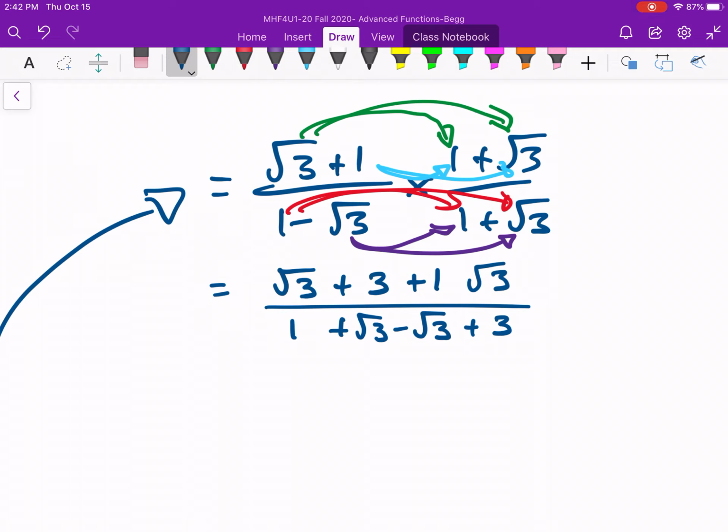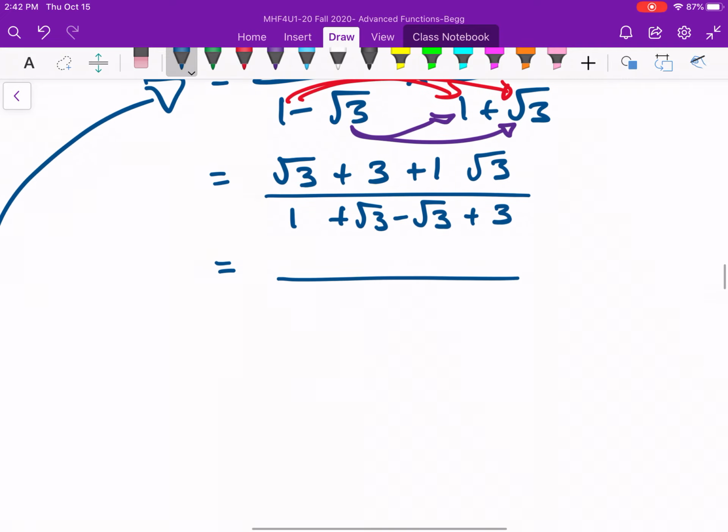So when I simplify, the two middle terms are going to cancel out. Let's just look at the bottom first, because that's where the action is. This plus root 3 and minus root 3 cancel out nicely, leaving me with just 4 on the bottom. On the top, I'm still going to have some radical signs, but that doesn't matter. But I can at least group them together. I've got 4, 3 plus 1 is 4. And I've got root 3 plus root 3, which I can write as 2 root 3.